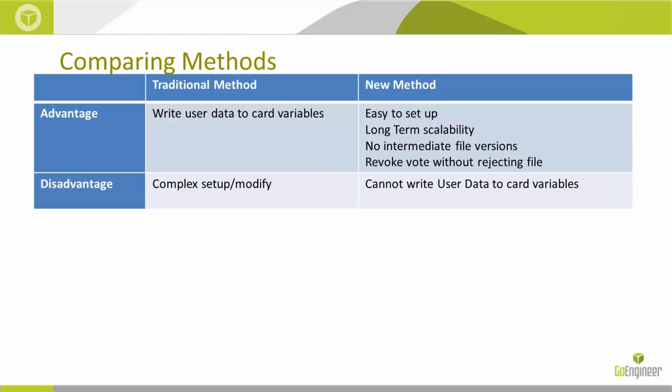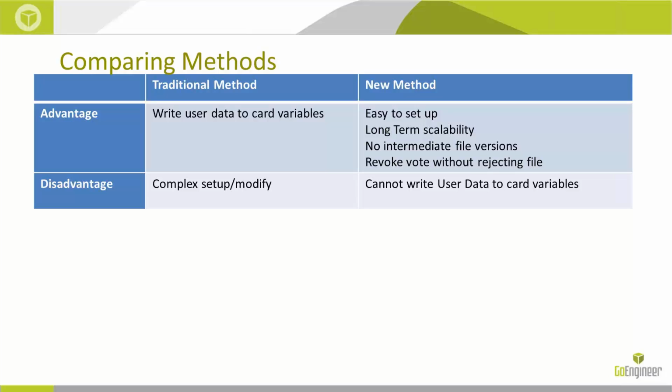However, it's very easy to set up. There's no intermediate file version. So as people vote or approve or revoke their approval, that's not actually creating versions of our file. You can revoke it without actually rejecting the file outright. So other people can continue to approve even if you revoke your approval. And it's very easy to set up and modify.